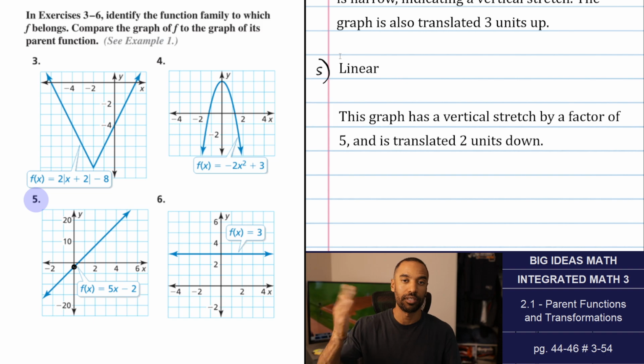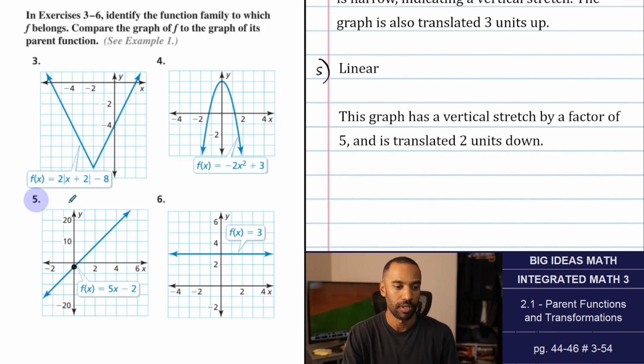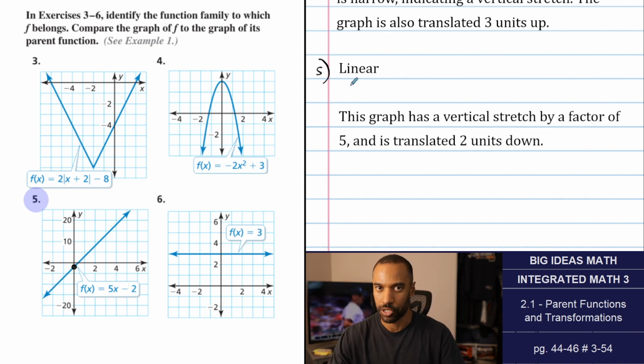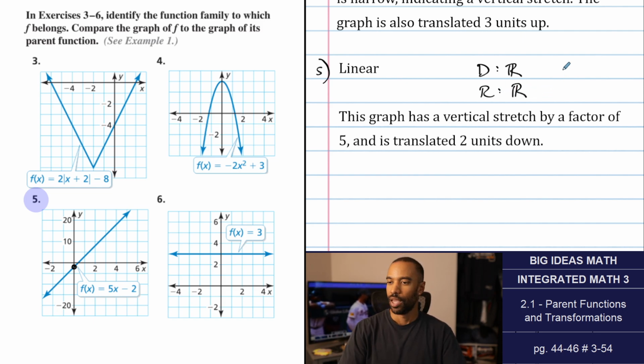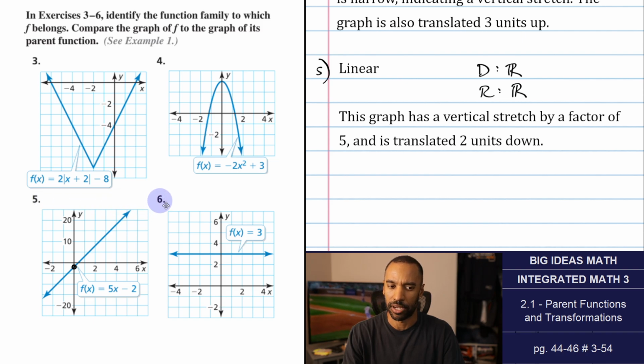Notice it didn't flip over. It doesn't go downward. It doesn't have a negative slope, right? But it goes that way. Now, domain and range for all linear functions should be all real numbers for both. It goes forever left to right. It goes forever up, down. We good, huh?